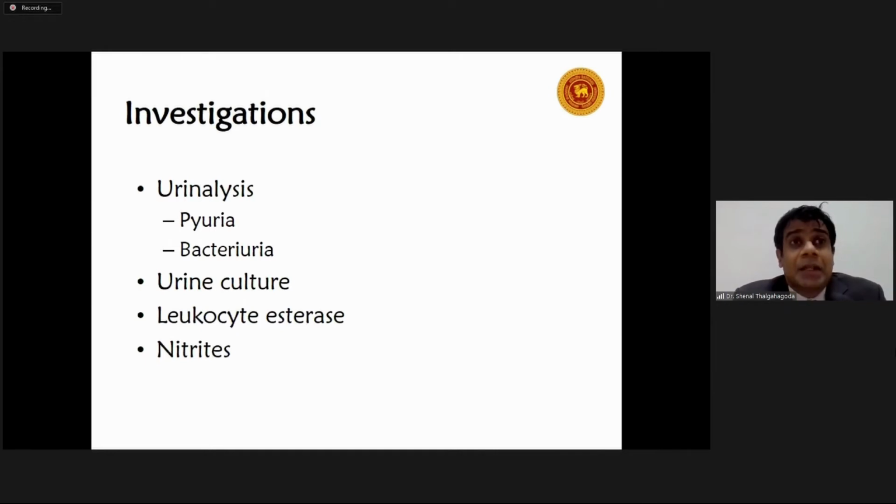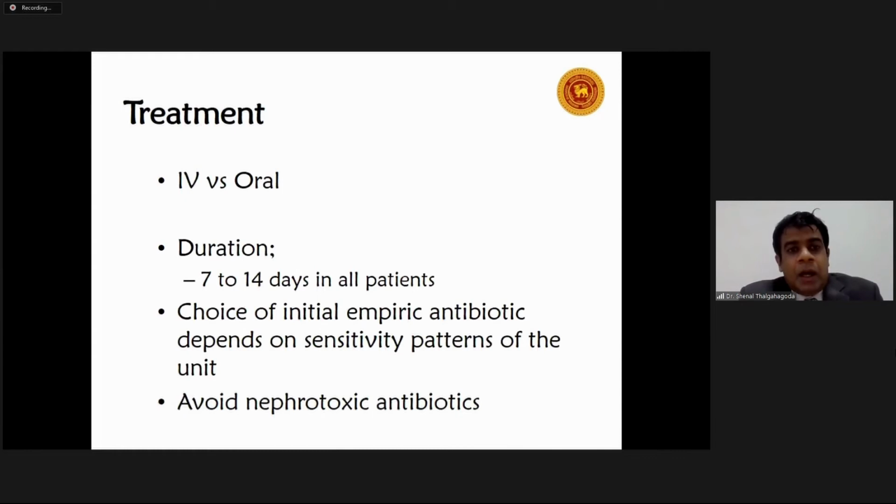Leukocyte esterase basically detects pyuria. Nitrites detect bacteriuria or the urea splitting organisms, and these two are also helpful in making a diagnosis of UTI.